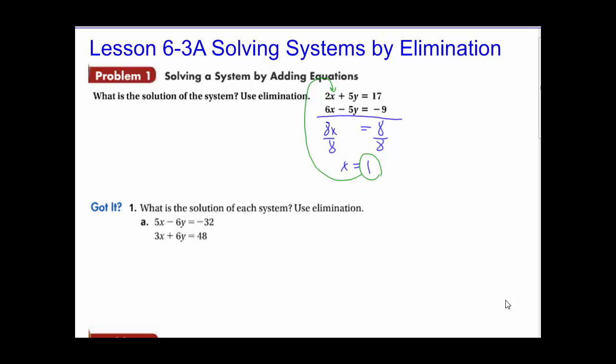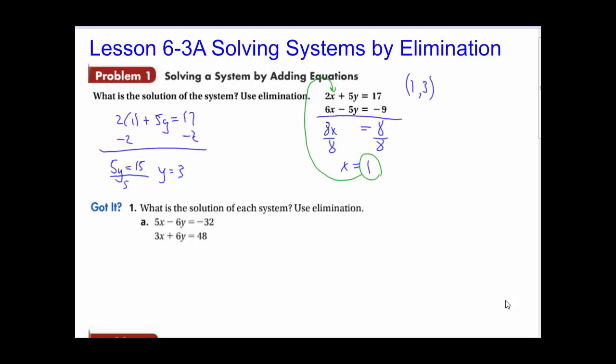When we plug in 1 for our x, we're going to get 2 times 1 plus 5y equals 17. We need to solve for the 5y, so we're going to subtract this 2 over. Draw a line, we're going to get 5y is equal to 15. So when we divide by 5, we get y equals 3. So our solution is 1 for x, comma, 3.